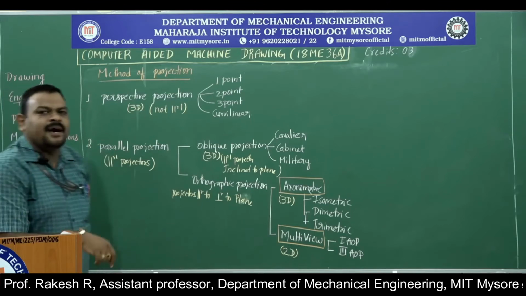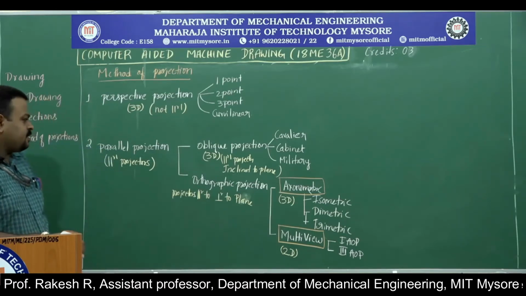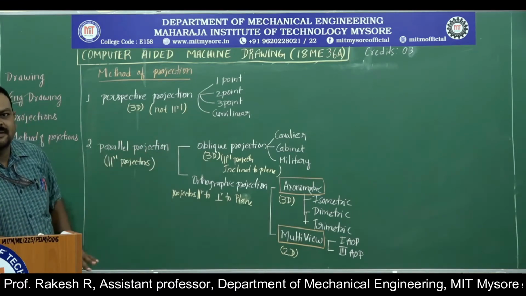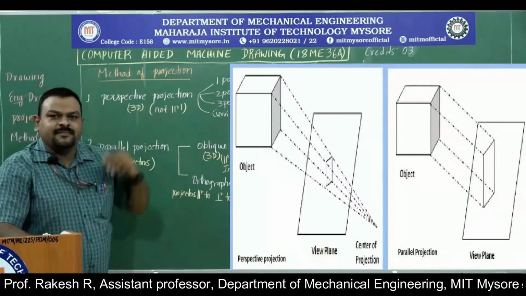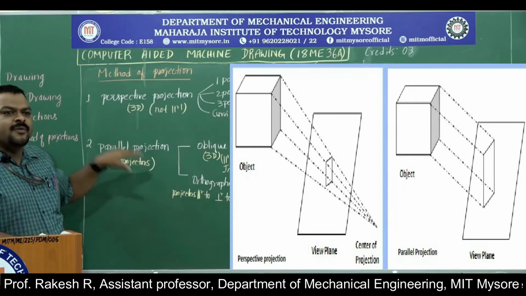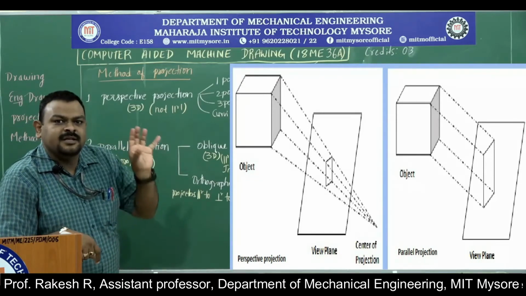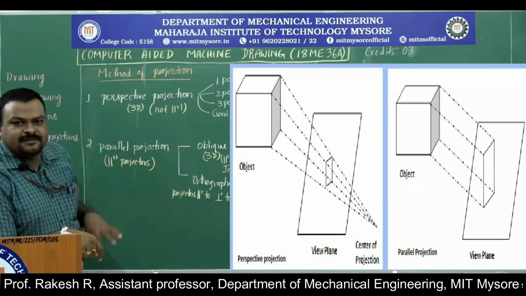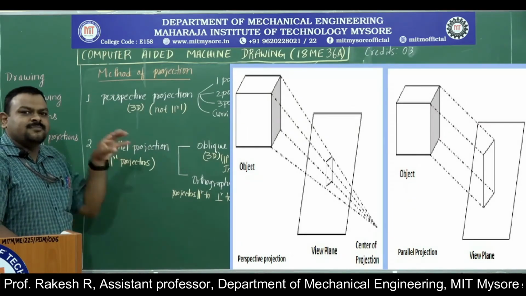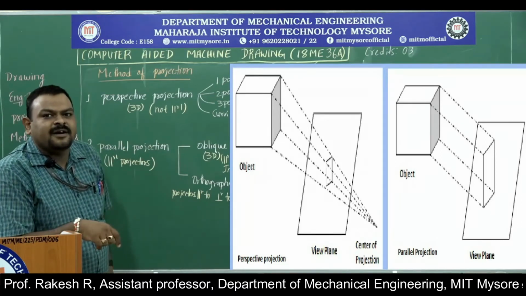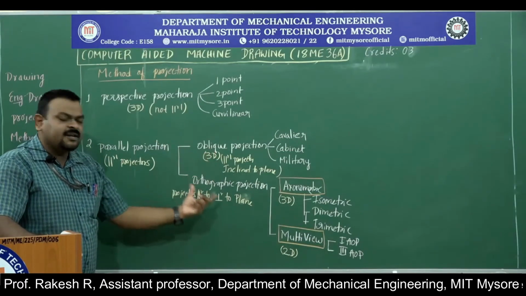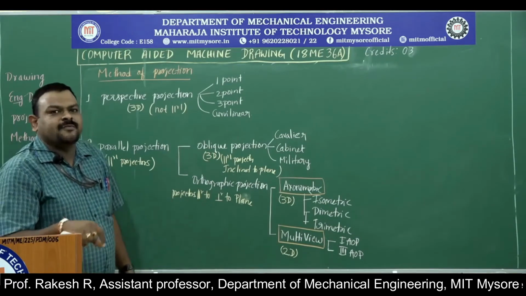Then let us go to parallel projections. In parallel projections, the projectors are parallel to each other. What I said is that visual rays are nothing but projectors. Here in perspective they are not parallel, but in parallel projection they are parallel to each other. When I say parallel to each other, it means the source will be at infinity. When we get parallel projectors, we get a true shape and true size. Again, in parallel projection there are two types: one is oblique projection and another is orthographic projection.